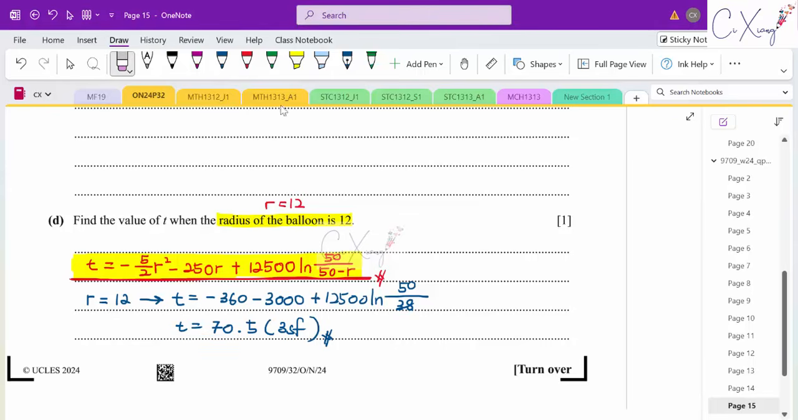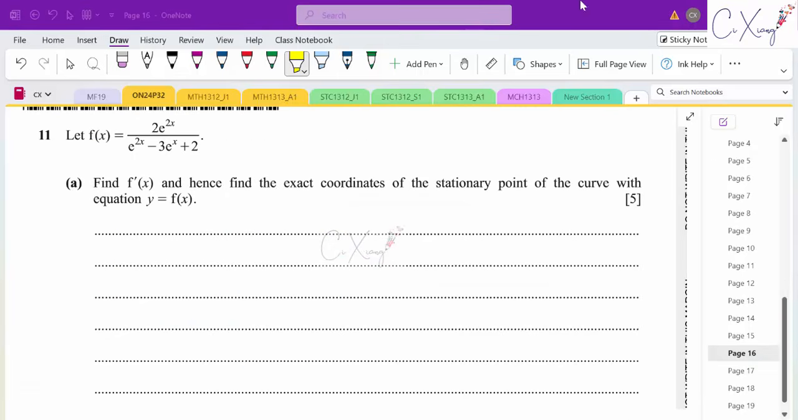So in this question, the t is talking about time, right? If you want to know about the unit, you can go through the question one more time and see what the unit is. You can observe that they didn't give us any unit for the time in this question, so you just keep it as 70.5. Alright, so this is how we solve question number 10.